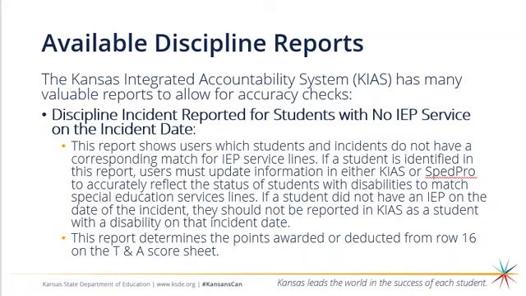The first report is the discipline incident reported for students with no IEP services on the incident date. This report shows users which students and incidents do not have a corresponding match for IEP service lines. If a student is identified in this report, users must update the information in either KIOS or SPED Pro to accurately reflect the status of the student with disabilities to match the special education services line. If a student did not have an IEP in place on the date of the incident, then it should not be reported in KIOS as a student with a disability on that incident date. This report determines points awarded or deducted from row 16 on the TNA score sheet.